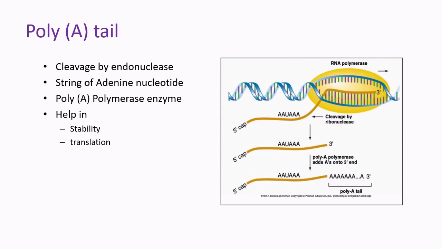So how is this done? First, the cleavage at the CA site occurs by the endonuclease enzyme. Then a string of adenine nucleotides is added by the polymerase enzyme. So this addition of the poly A tail helps the mRNA in increasing its stability and thereby increases the protein concentration that is coded by that particular mRNA. And this poly A tail also helps the mRNA during translation.